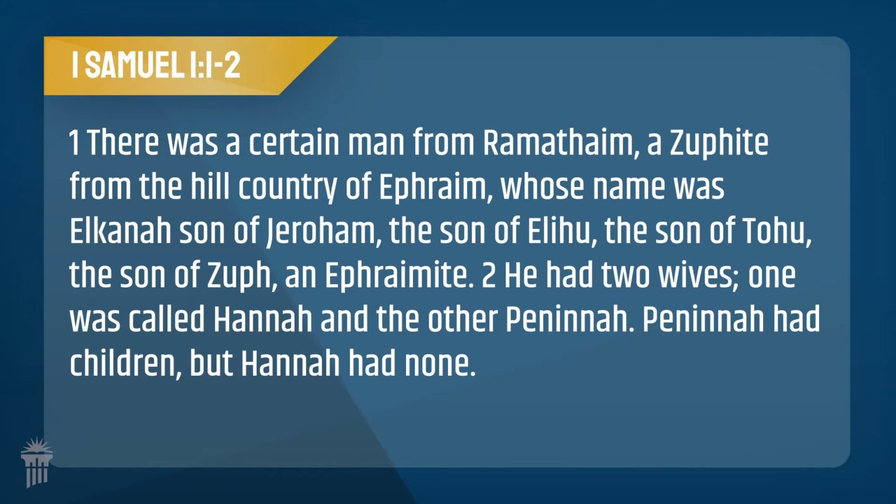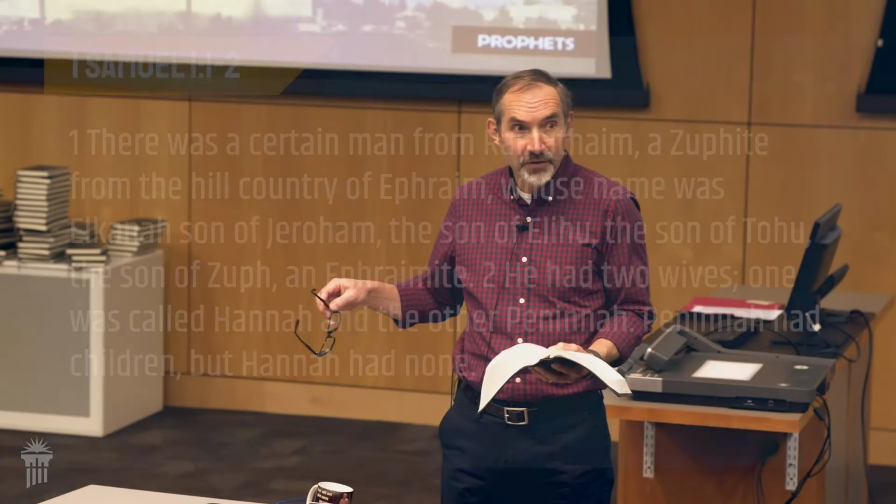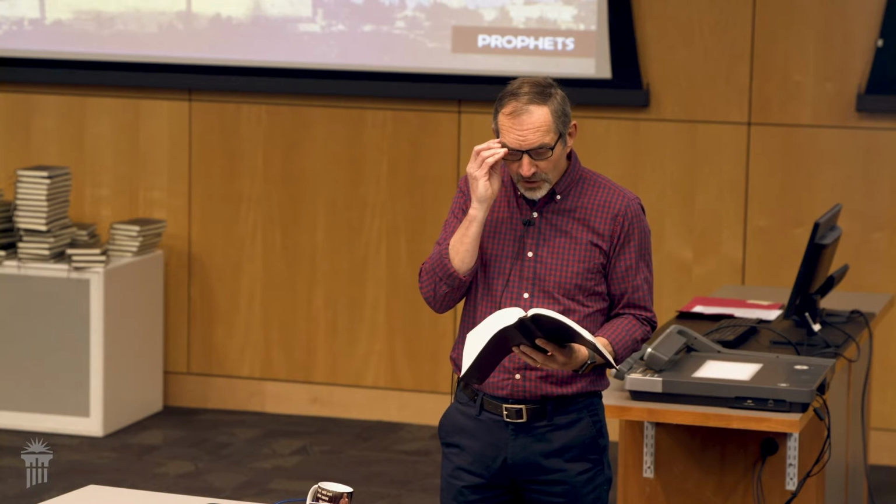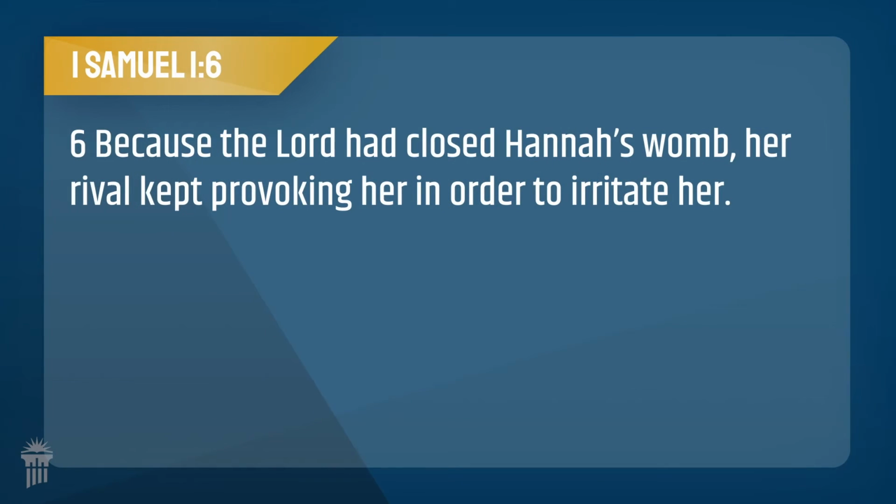There was a certain man from Ramathaim, a Ziphite from the hill country of Ephraim, and his name was Elkanah, and he has 2 wives. Don't ask me to explain this. One was called Hannah and the other Peninnah. And I don't know exactly what you call them. Maybe co-wives or sister wives, I don't know. But as it turns out, they're not really very sisterly because verse 6 says, and because the Lord had closed her womb, her rival, this is what Peninnah is called, kept provoking her in order to irritate her.